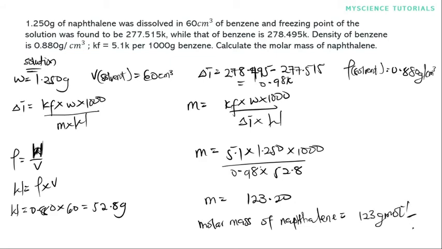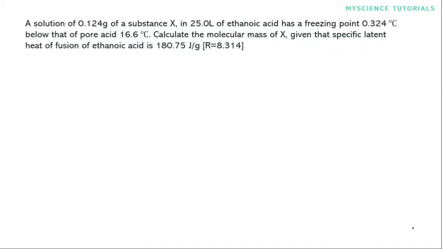That is approximately. Alright, let's have a look at one final example, then we end this beautiful tutorial. So we have a solution of 0.124 gram of substance X in 25 liters of ethanoic acid, has the freezing point of 0.324 degrees Celsius below that of pure acid. Sorry, this is supposed to be pure, not this. So this is pure acid, which is 16.6 degrees Celsius.